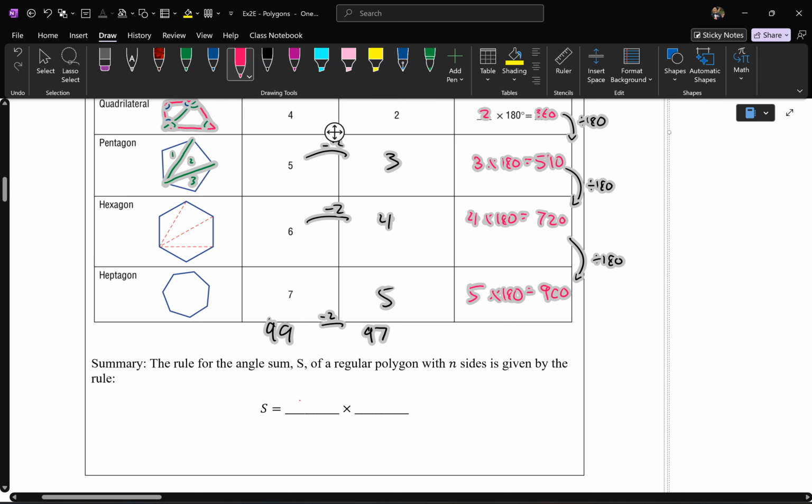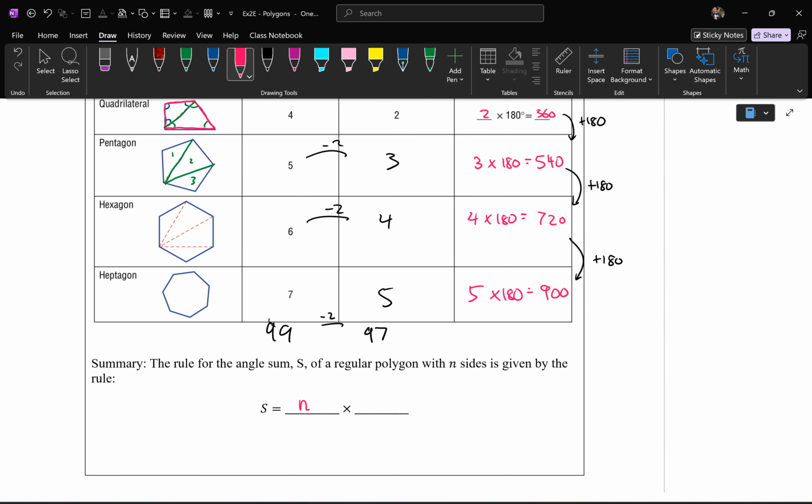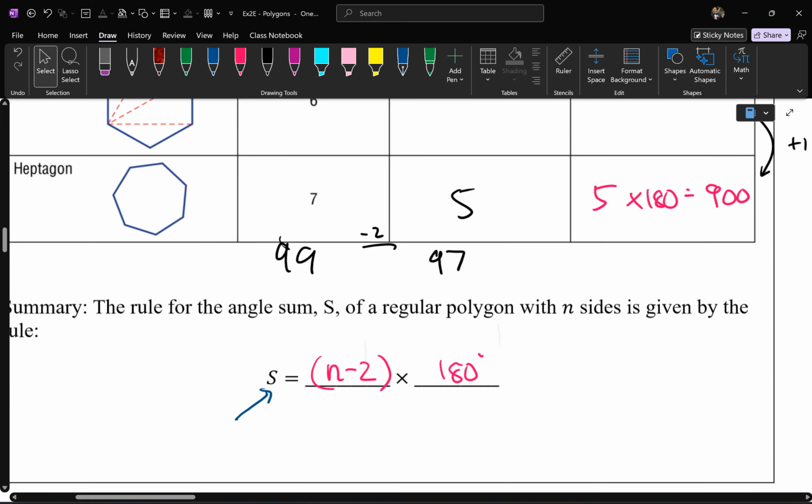If you call the number of sides n, like it says in the sheet, you say n, it's n minus 2 because that's minus 2 every time for the number of triangles in it. So it's just n minus 2 times by 180 equals the answer. Beautiful. So just like what we said before, the S means sum. So total sum of the angle.